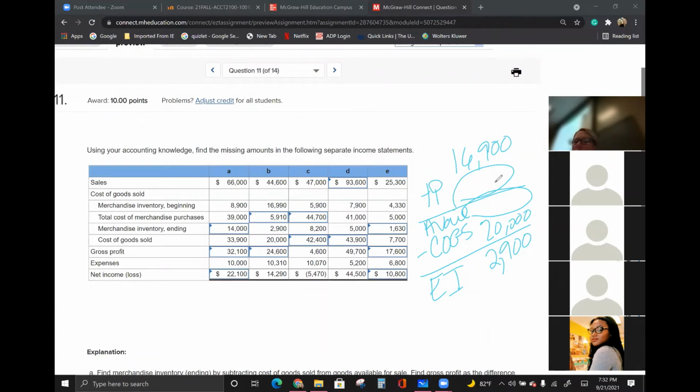So if my ending inventory is 2,900 and I know my cost of goods sold was 20,000, if I add those two ending numbers together, I know what was available, right? Because what's left over and what I sold is what I had available. If you add them together, you get the 22,900. My beginning inventory was 16,900, so I have to deduct that from what was available in order to figure out what I purchased.